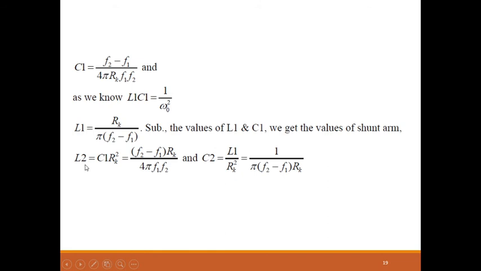L2 should be equal to C1 Rk square, which is equal to F2 minus F1 Rk divided by 4 pi F1 into F2, and C2 should be equal to L1 by Rk square, so 1 divided by pi into F1 minus F2 Rk. So all these relationships can be obtained from the combination of the previous expressions.